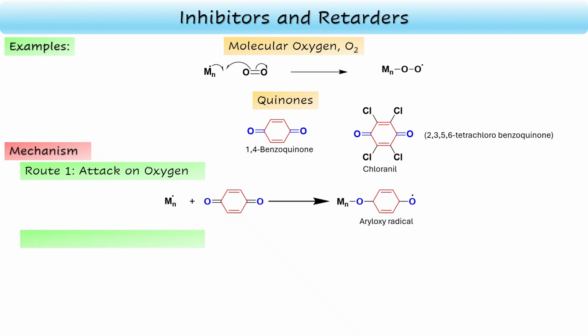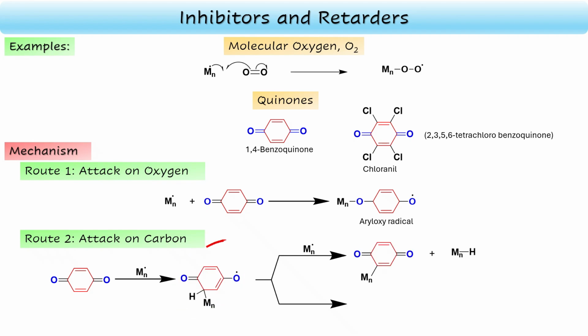In the second route, when the attack of the propagating radical happens on the carbon of the benzoquinone, a new radical is formed. One possibility is that this radical will rearrange itself to yield another radical that can terminate by reaction with another radical, or it reacts with another growing chain and terminates by disproportionation.